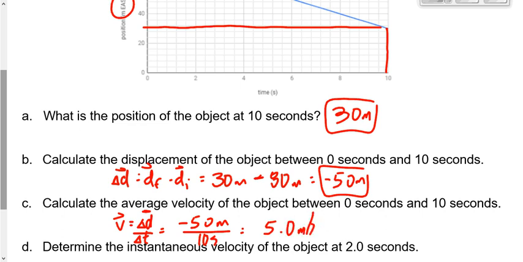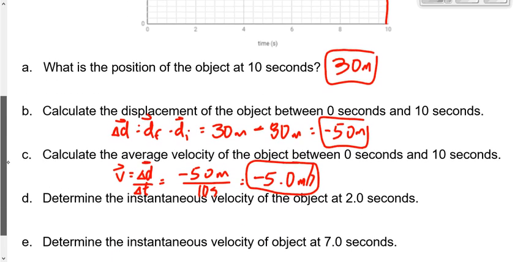Is that 5.0 meters per second? What does that get you for a mark? Half marks, right? What am I missing here? Negative 5.0 meters per second. Or you could have, I suppose, said 5.0 meters per second to the west, yes. But I think it makes sense to say negative here.